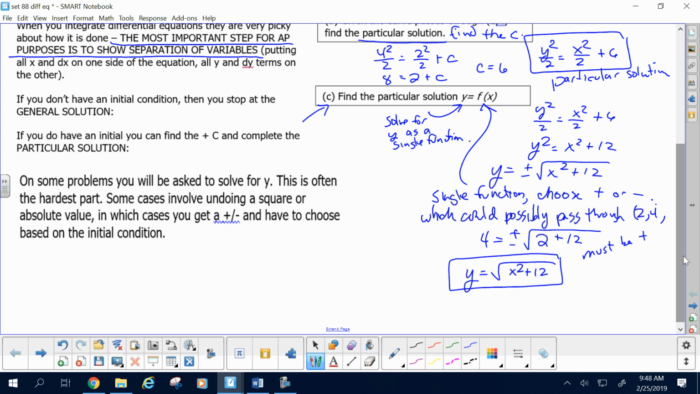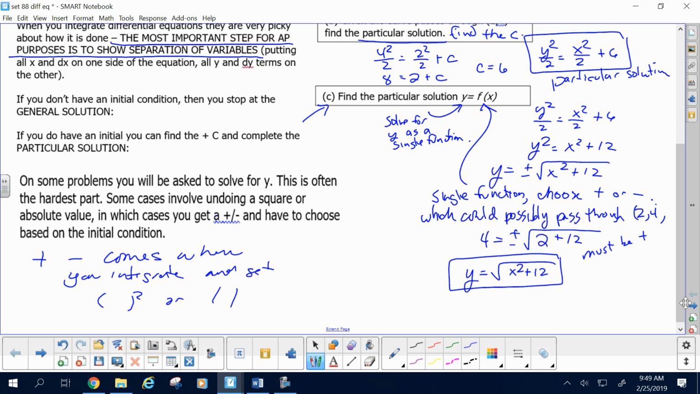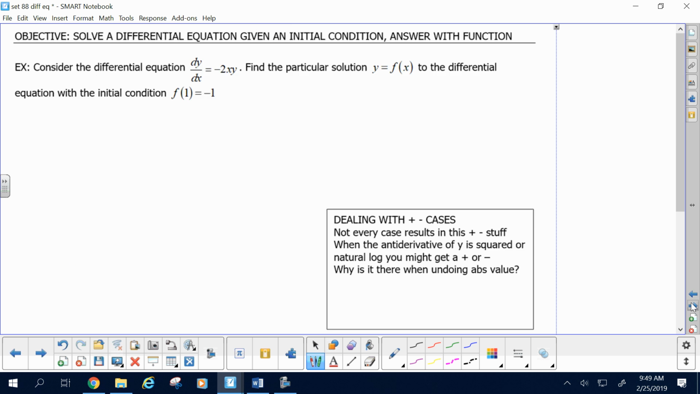Now this plus or minus doesn't always happen. It depends on when you integrate what kind of function you're looking at. You will get a plus or minus when you integrate and get either a square, because when you square root, that's a plus or minus, or when you have absolute value. When you drop absolute value, you'll get a plus or minus. All right? That's the process of what a problem will look like. Let's practice it again. Questions so far?